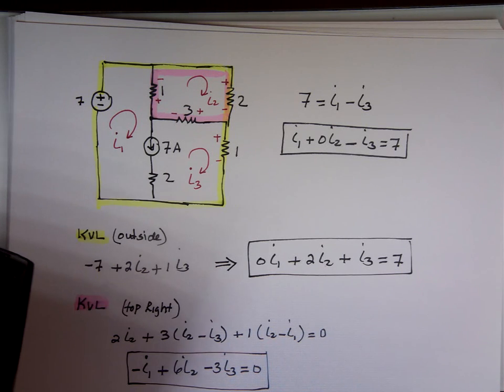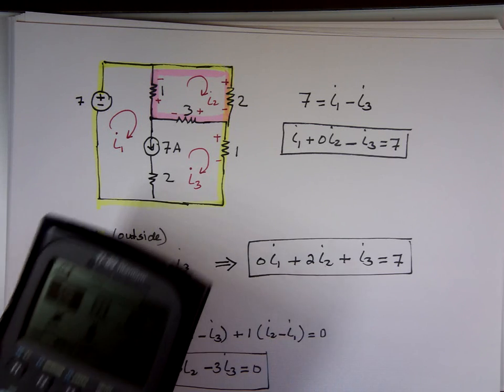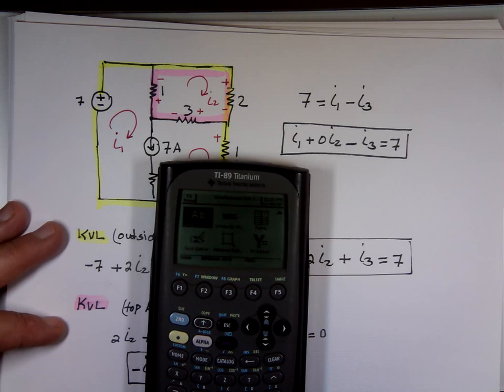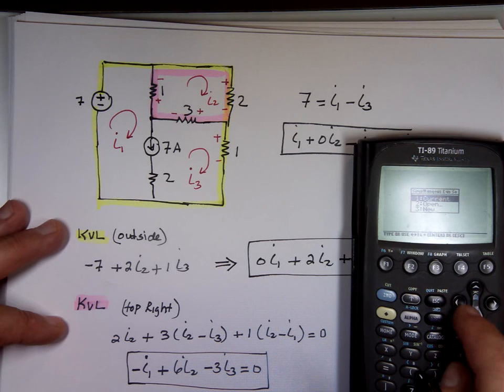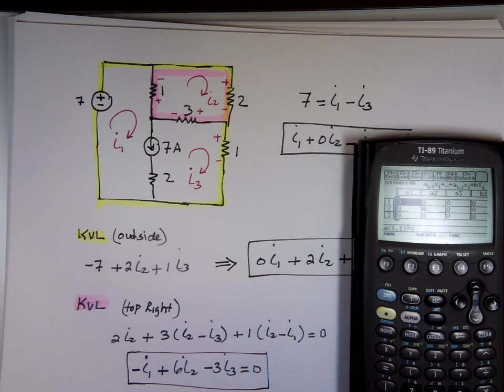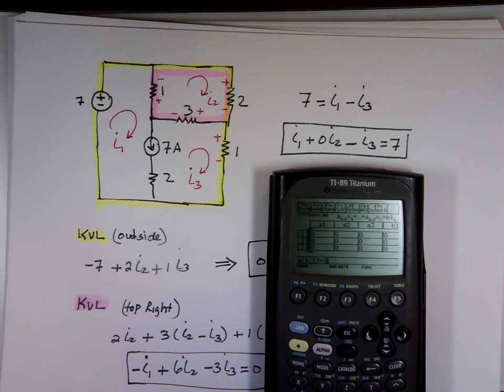Thank goodness for my calculator here. Let me get out of this. I'm going to go to my calculator and type this. I have that app, 3 equations by 3 unknowns. New one, 3 by 3. And now I just have to type the numbers in. The numbers are 1, 0, negative 1, and the answer is 7.